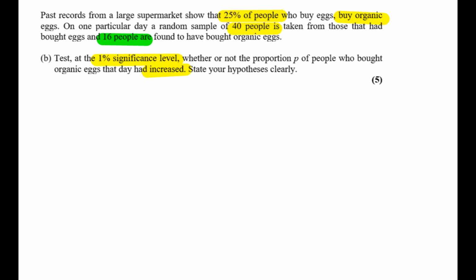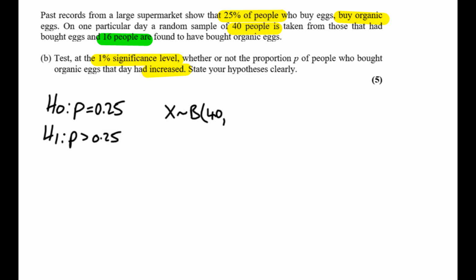Okay, let's get into this hypothesis test. The null hypothesis says that the probability of someone buying organic eggs, or the proportion of people buying organic eggs, is 25%. The alternate hypothesis says that actually that has increased. If the null hypothesis is correct, then we're assuming a distribution is binomial, n equals 40, p equals 0.25, which has an expectation of 10. So that's 40 times 0.25 gets me that expectation, and our significance level is 1%.